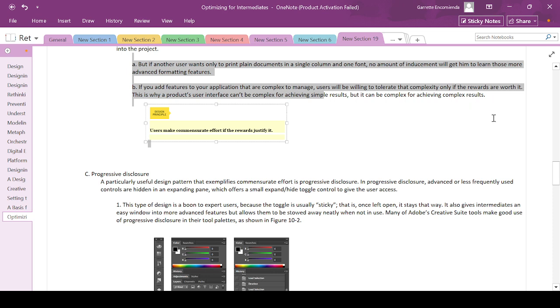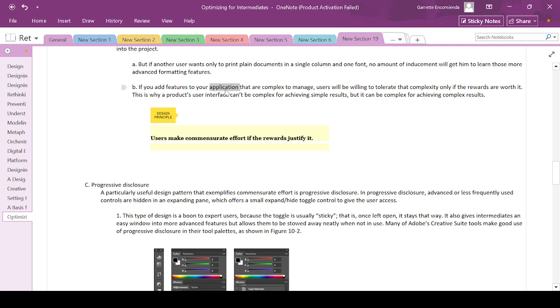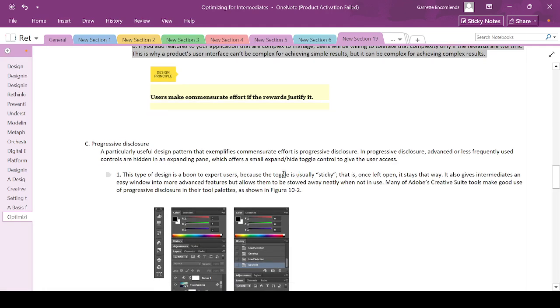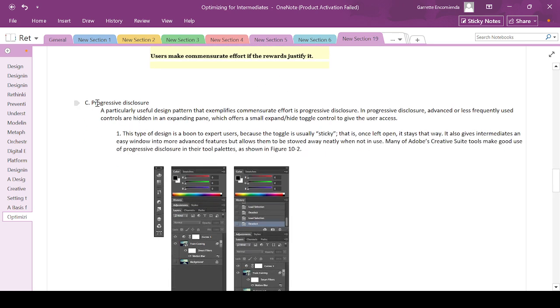Again, you can see the behavior if you show the incentives. If there's a lot of money or stake involved, you will definitely see that people are willing to work hard on it. This is why a product's user interface can't be complex for achieving simple results, but it can be complex for achieving complex results. The same principle: users make commensurate effort if the rewards justify it.